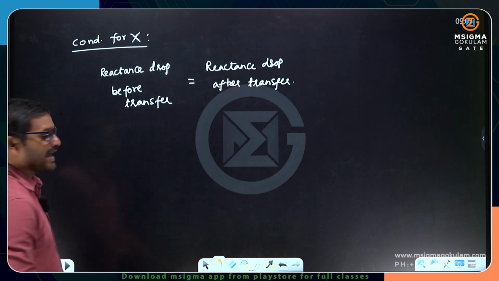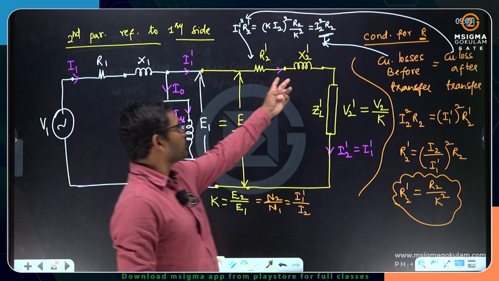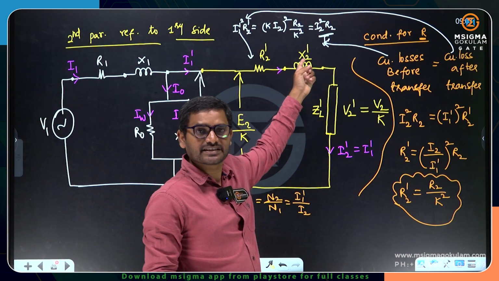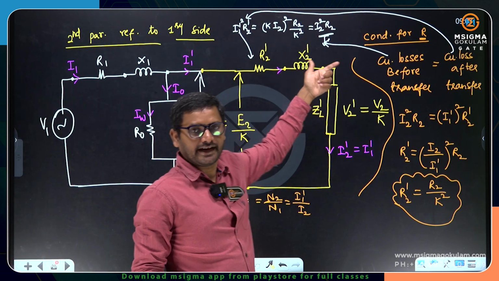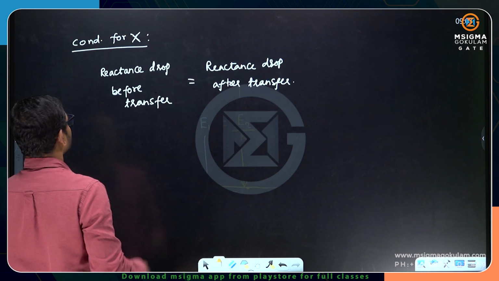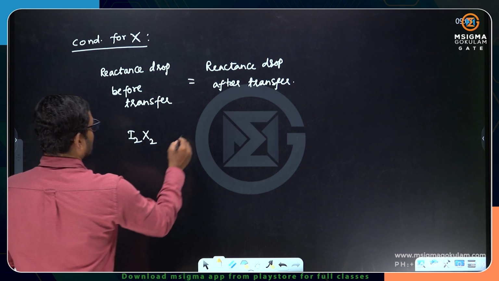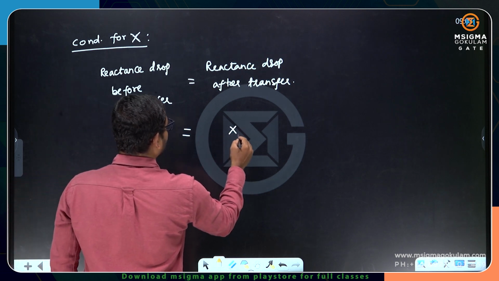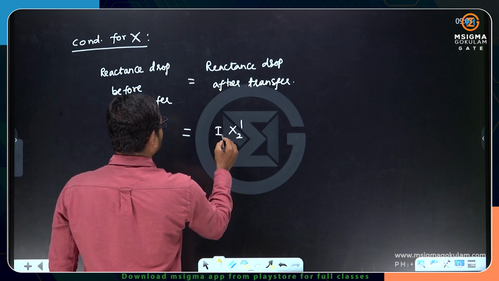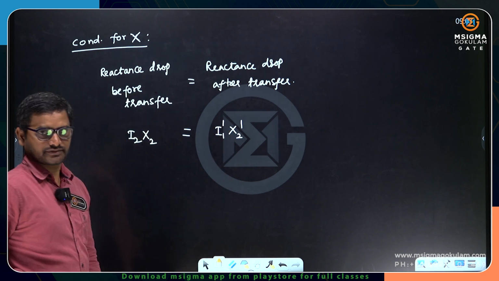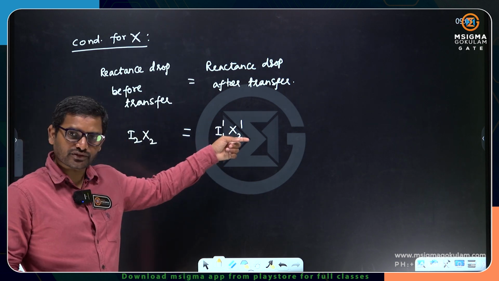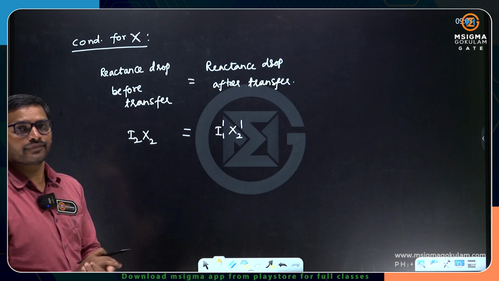What is the reactance drop before transfer? If you don't transfer this reactance, it would have been simply X2. What is the current? I2. So the reactance drop is I2 into X2. Now after transfer, X2 is becoming X2 dash, and I2 is becoming I1 dash. After transferring, the current flowing through X2 dash is I1 dash. So this is the thing.